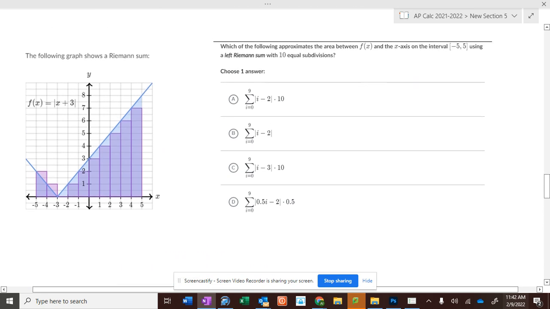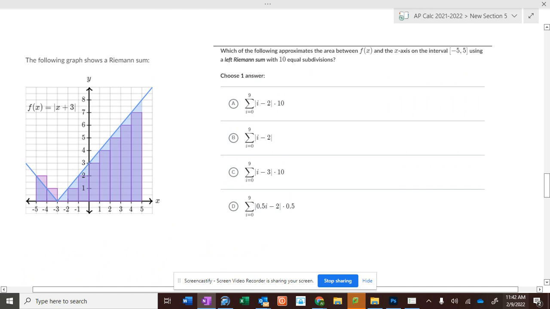Hey, this is a left Riemann sum. Good job. Okay? So, how many do I have? I have 1, 2, 3, 4, 5, 6, 7, 8, 9, 10. So I go 0 to 9. That makes sense, because there's 10 of them.